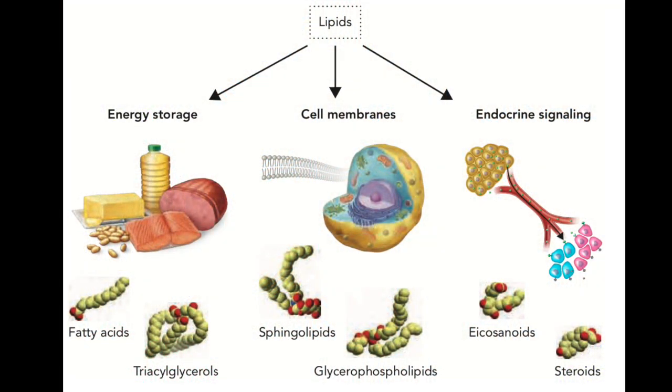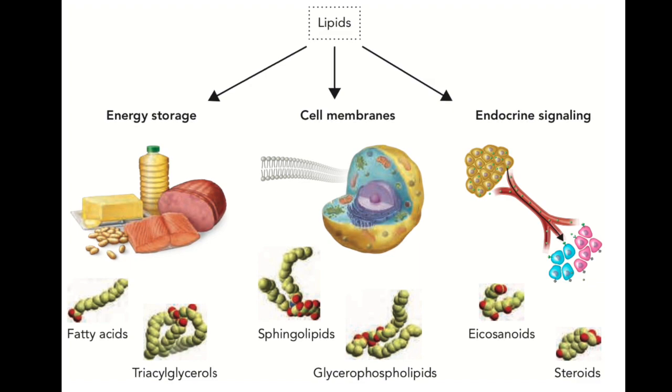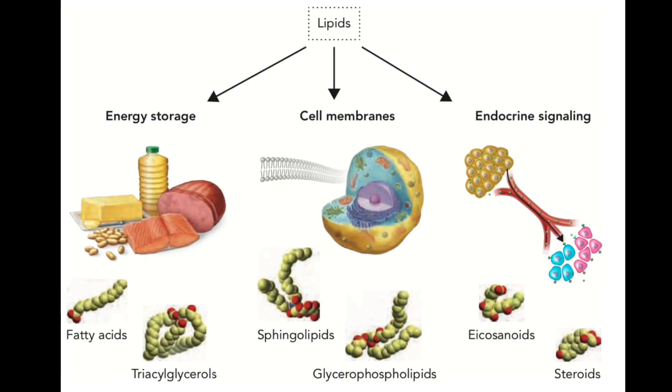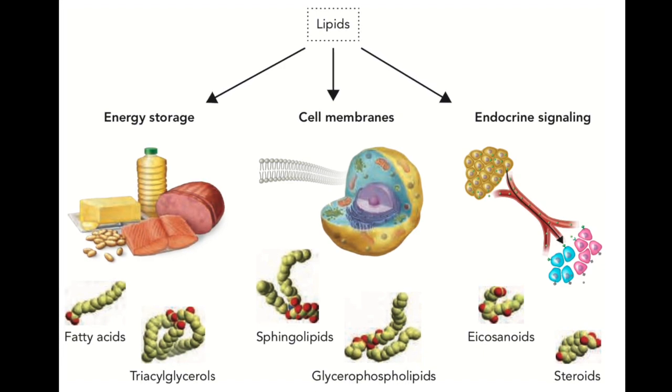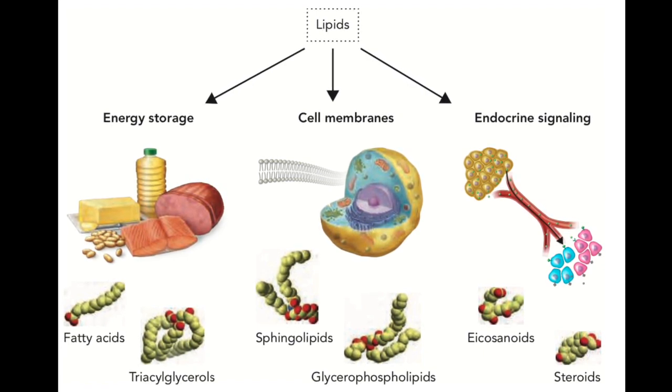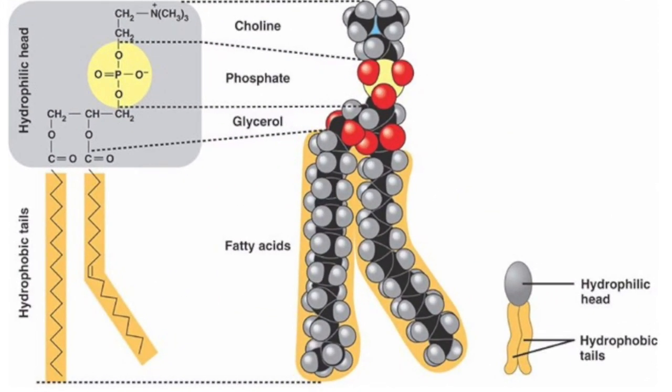Lipids serve three important roles in biology. Fatty acids and triacylglycerols serve as energy storage molecules. Glycerophospholipids and sphingolipids in the cell membrane act as selective barriers between the inside and the outside of the cell, and steroids function in the endocrine system and activate signaling pathways. We will be focusing on fatty acids, dietary fats, and the roles they play in ketogenic diets.